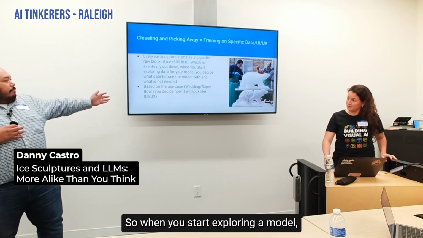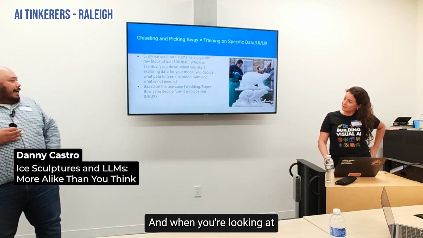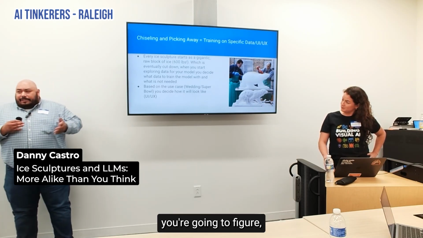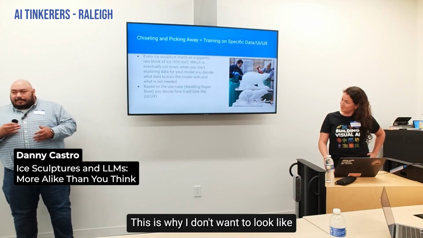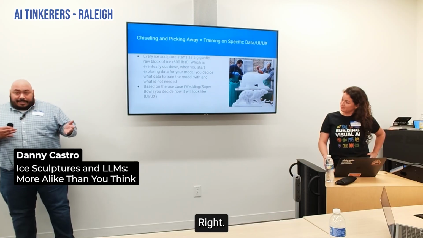So when you start exploring the model, you decide what you're training, what you're going to do, what it is and what it's not. And when you're looking at what you're doing with the ice sculpture, you're going to figure out, this is for a wedding. This is what I want this to look like. This is what I don't want it to look like. That's what we're doing in the UI UX world, believe it or not, right?